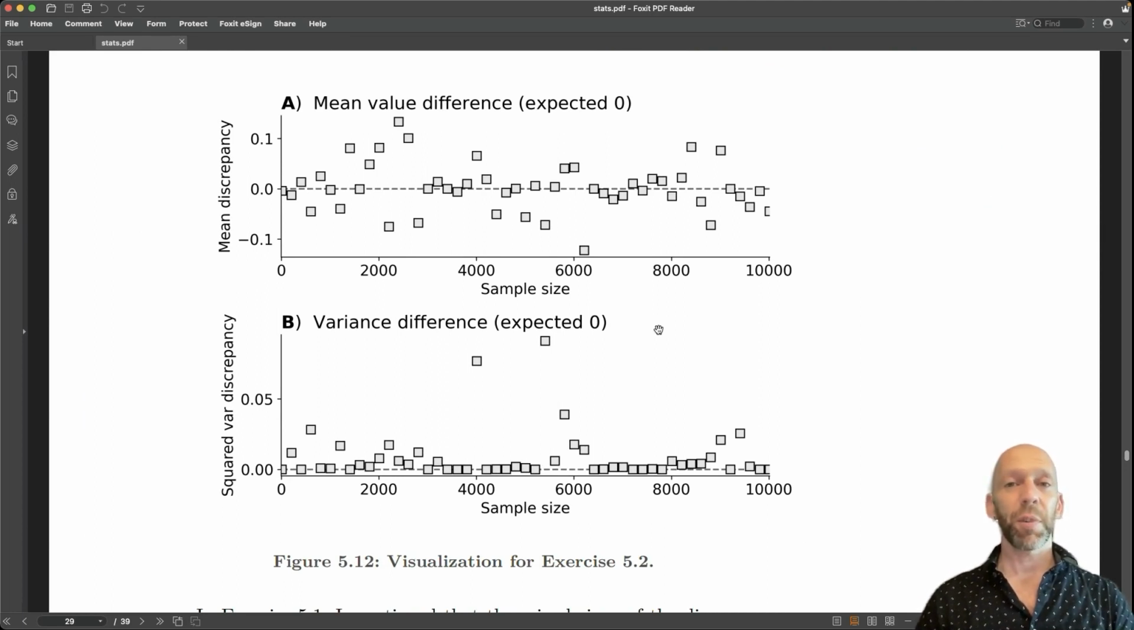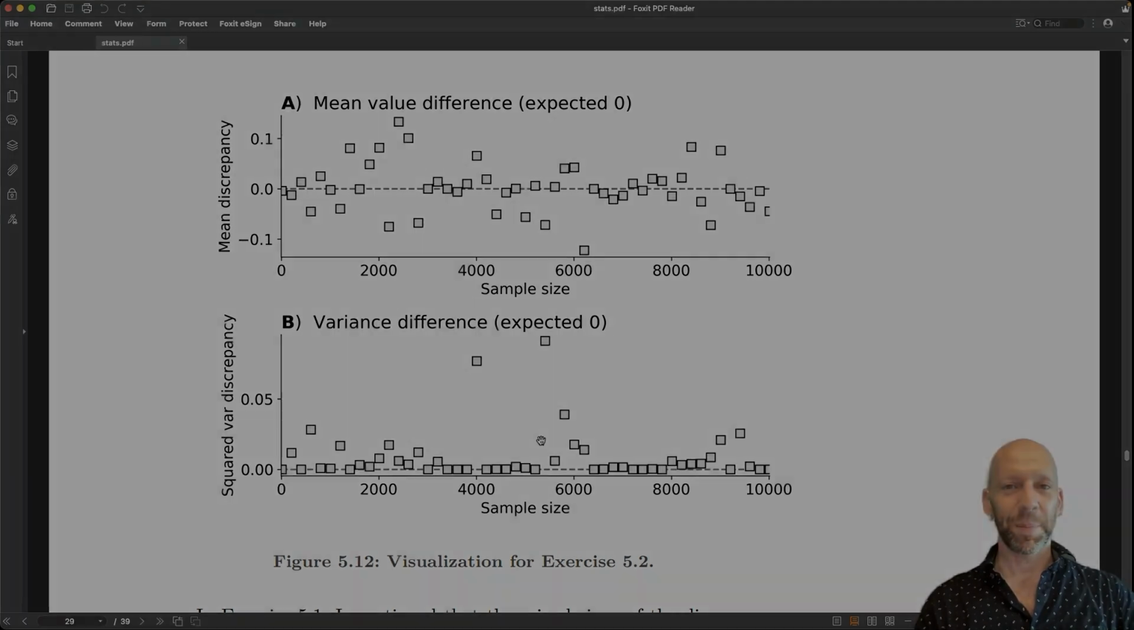I'll show you the code that runs this experiment, generates this visualization, and then I will have a few remarks about this first panel and also this second panel, which seems like we have a bias in our variance estimate because we only have positive discrepancies. So more on that in a moment.